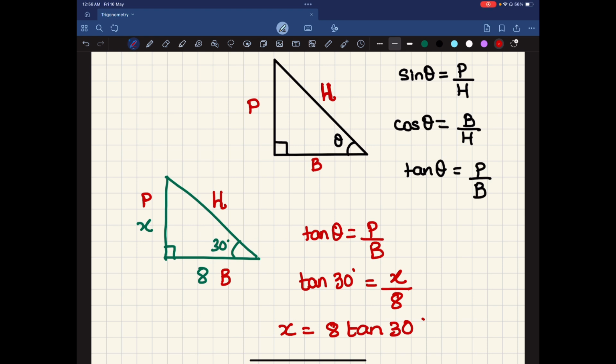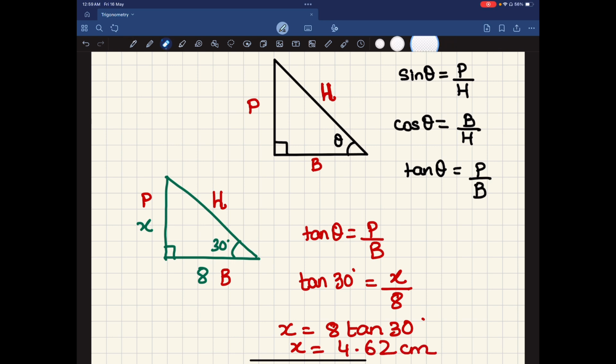Your calculator may work slightly differently to different calculators. So I'm not going to be specific about which calculator you're going to use, but please make sure that you're familiar with your own calculator and how the trigonometric functions on your calculator work. All you have to do is simply insert this entire thing into your calculator. Make sure that the mode of your calculator is set to degrees and not radians. Just plug this into your calculator and you should get x is equal to 4.62 centimeters.